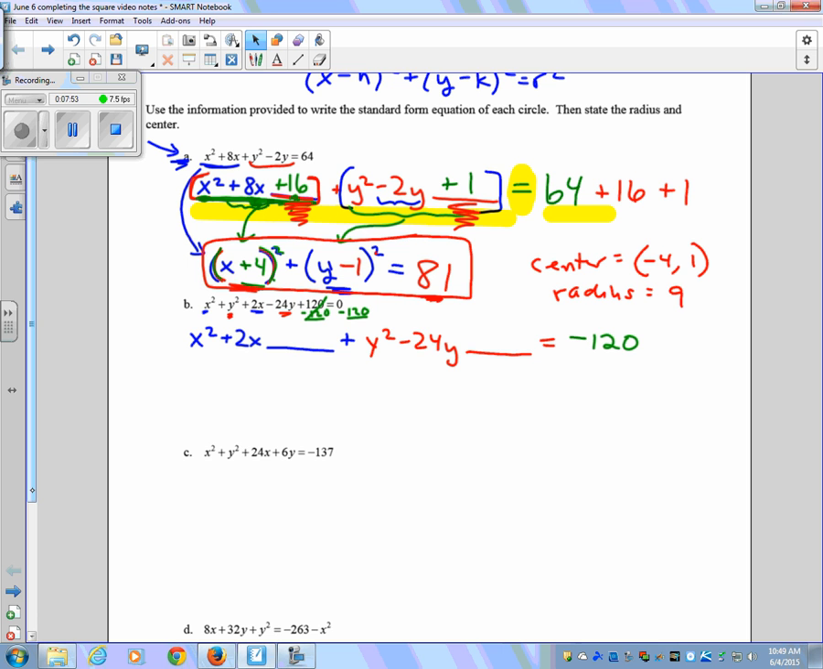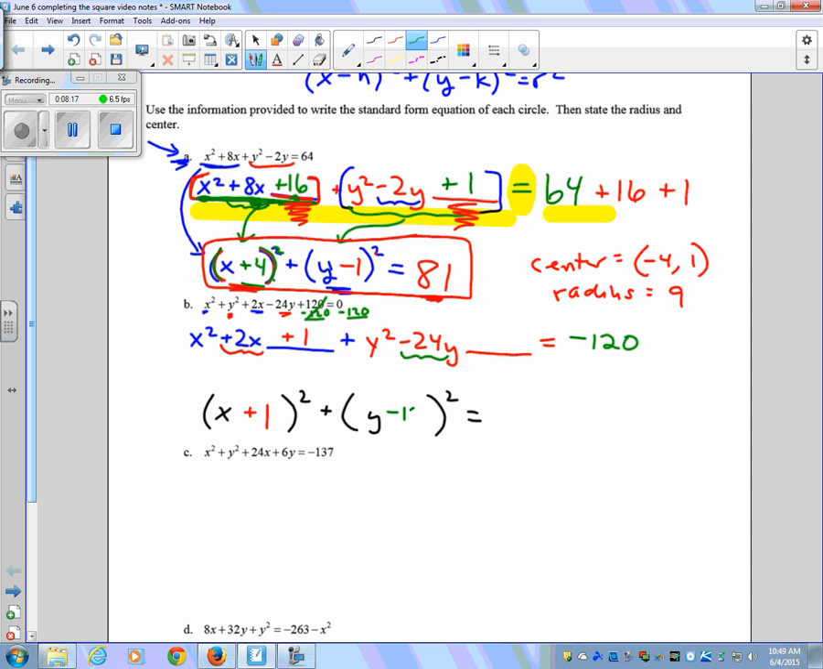Now, set up your standard form of your equation. You're going to have an x and a y. Now, half of the middle term is positive 1. Square that, and you add 1. Over here, half of the middle term is negative 12. Square that. 12 squared is positive 144. Remember, these are always going to be positive, these things that we're adding, because when you square something, even if it's negative like this one, when you square it, it comes out positive.